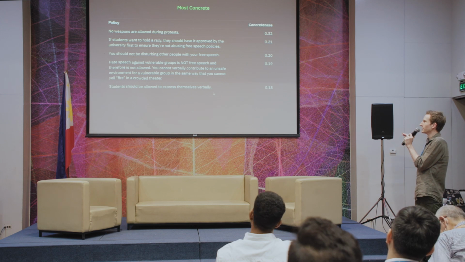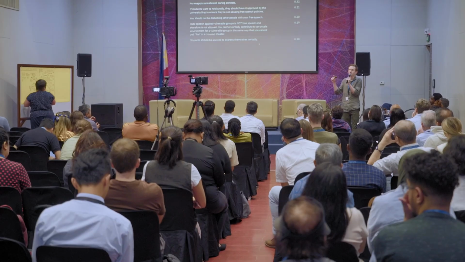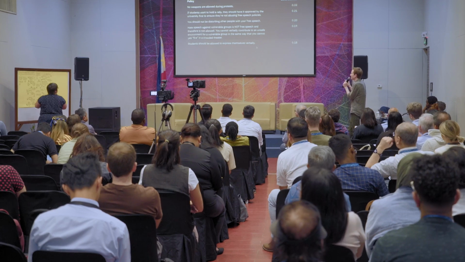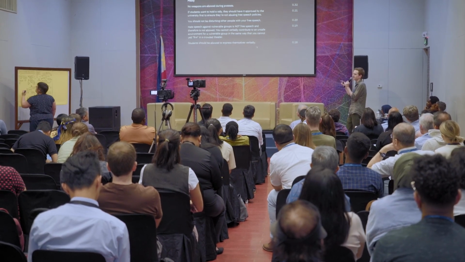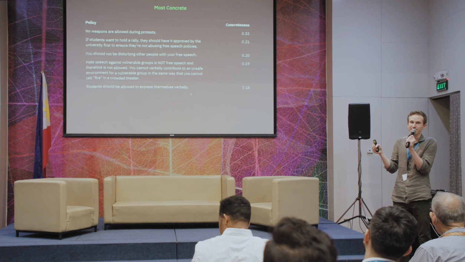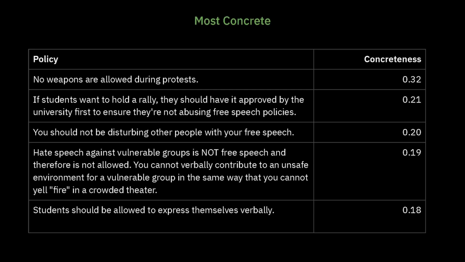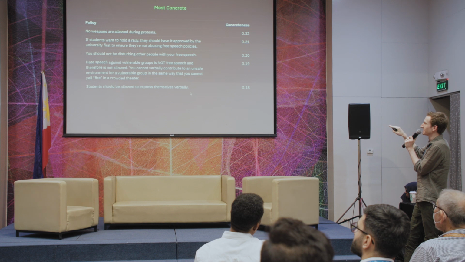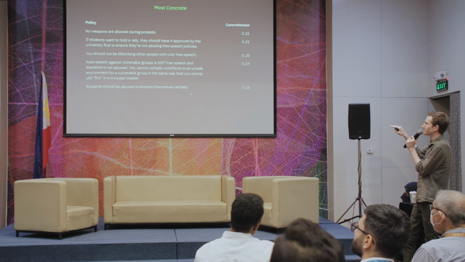I'll flag that this method is very dependent on who your raters are and what the scenarios are that you're evaluating against. So most of the scenarios in the FIRE database don't relate to students, they relate to professors or staff saying things. And for that reason, I think the concreteness scores for the policies that specifically mention what students should do or what students can or can't say are less accurate than for the staff. So you'll see some of that in maybe the last item on this list, which is still fairly concrete: students should be allowed to express themselves verbally.